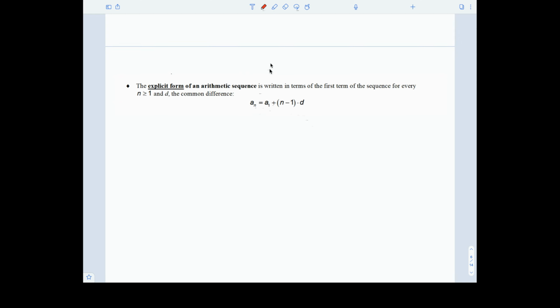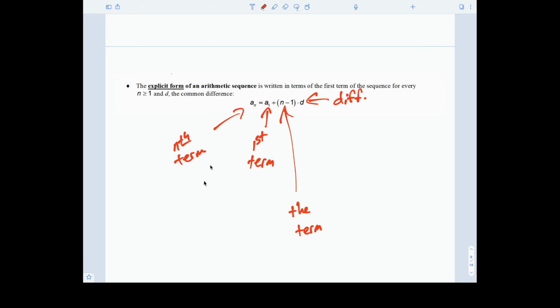So this is saying the explicit form of the arithmetic sequence is written in terms of the first term of the sequence, for every n greater than or equal to 1, and d the common difference. Then they jump to a sub 1 and a sub n, same thing as u1 and un. This is your first term. n represents the number of terms, like a1, a2, a3, a4, like 1, 2, 3, 4. d is the difference between the two terms, and a sub n is the nth term, the term you're looking for.